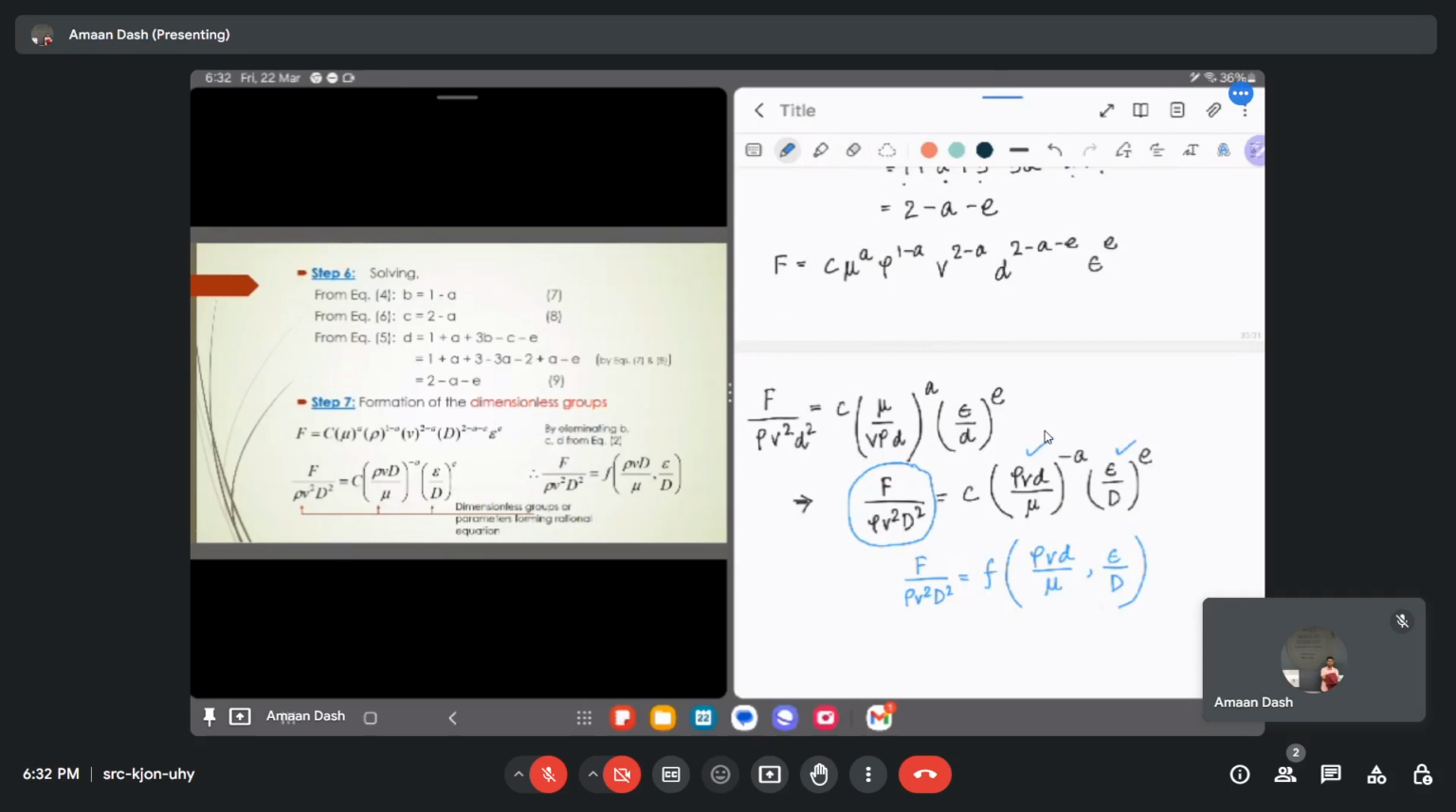Okay. I hope it is clear. Let me write it again. So it's nothing but a function of epsilon by D and rho V D by mu. Okay. So we got a dependency. We now know that F by rho V square D square, which is a dimensionless group, is dependent upon other dimensionless groups in this particular form.